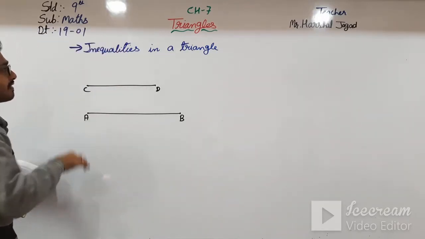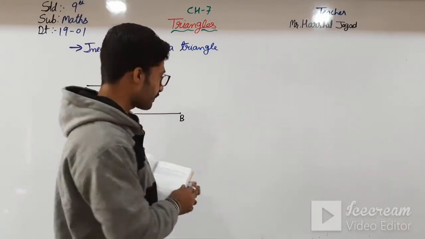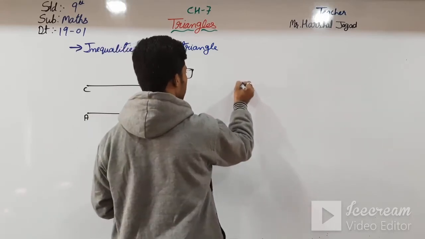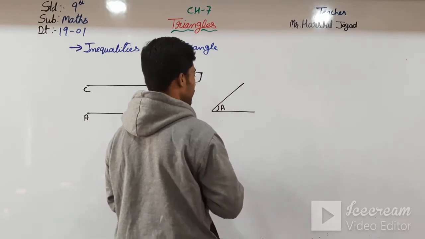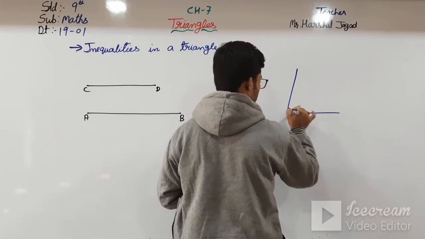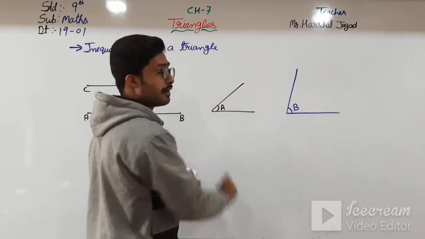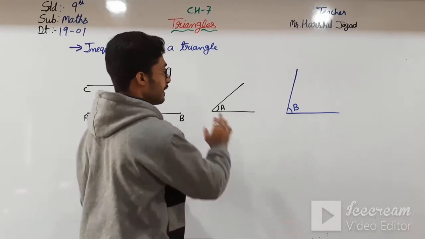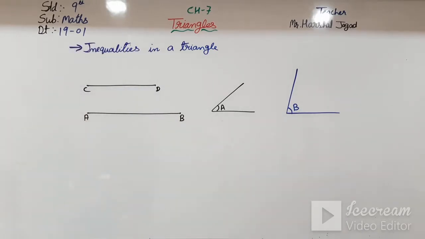In that way, in the triangle, you can see, and secondly, it is given the angle. Here you can see angle A, and the other one, angle B. Here also you can see that angle B is greater than angle A. Okay students, we can say that. And now we come to the triangles, inequalities in triangle.